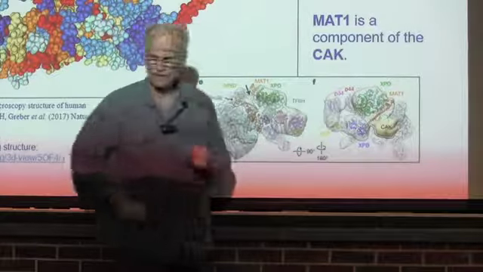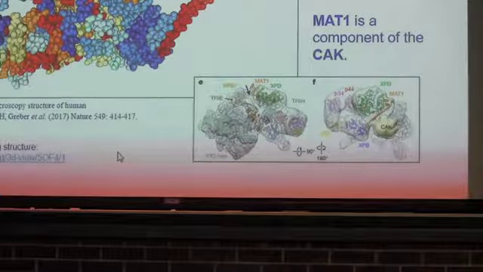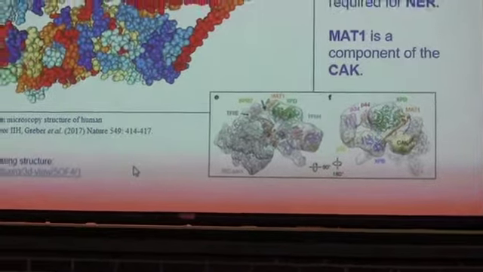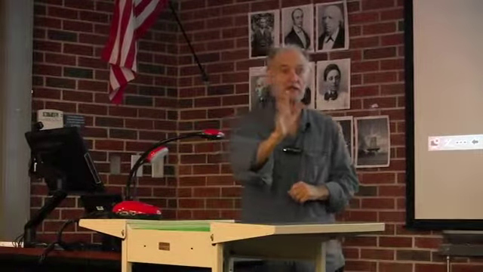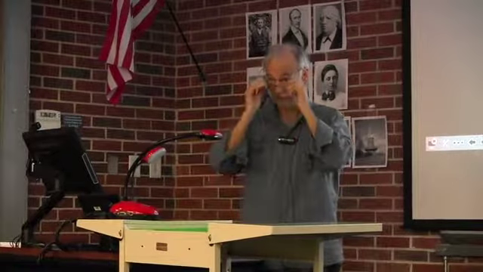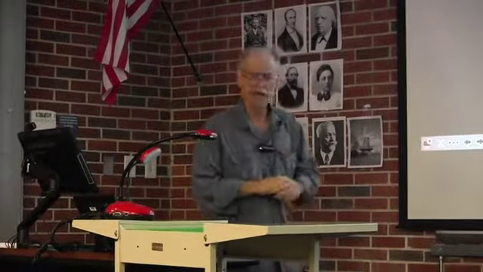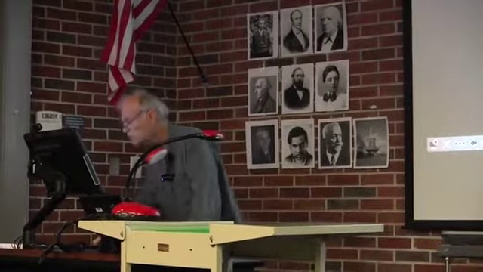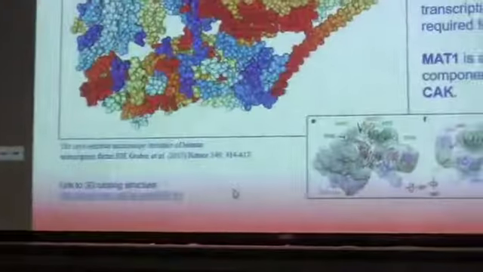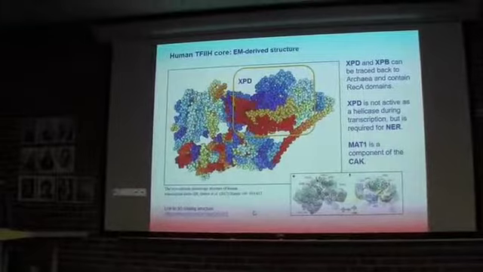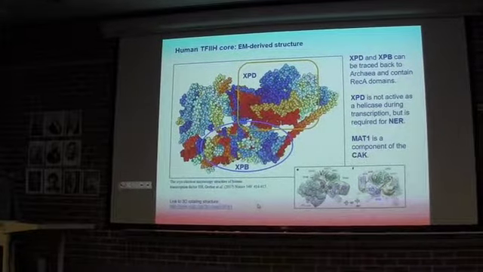So what does CAK do again? CAK phosphorylates position 5, serine 5 of the CTD. That starts the ball rolling. That triggers the transition from initiation into elongation in the eukaryotic pre-initiation complex. So a little more information. Let's keep going here. XPD up top, B on the bottom.